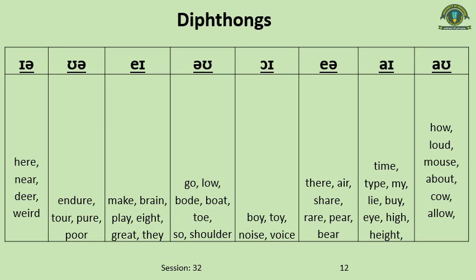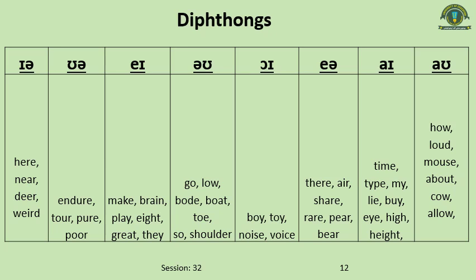The next diphthong is ur. Ur. Endure, tour, pure, poor. What are the words? Endure, tour, pure, poor.